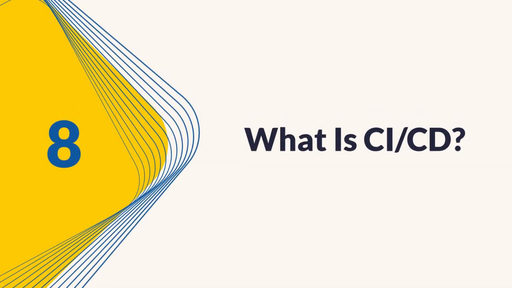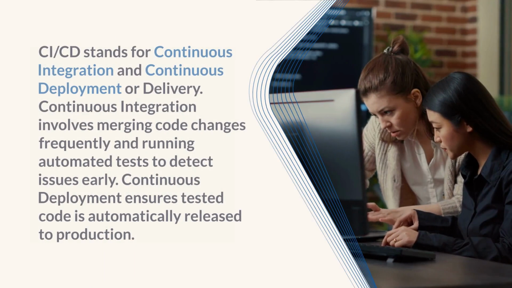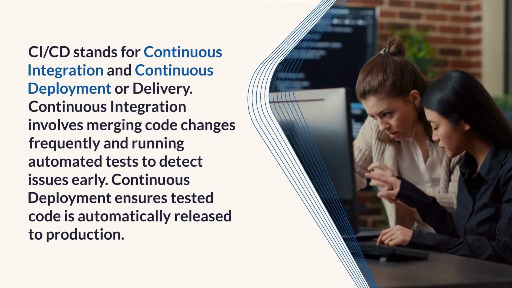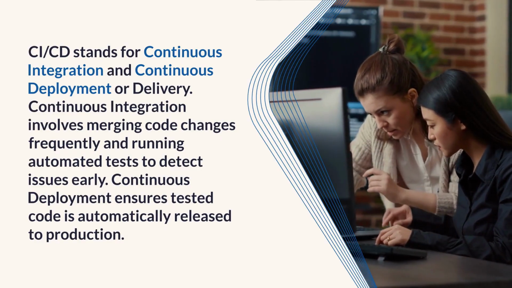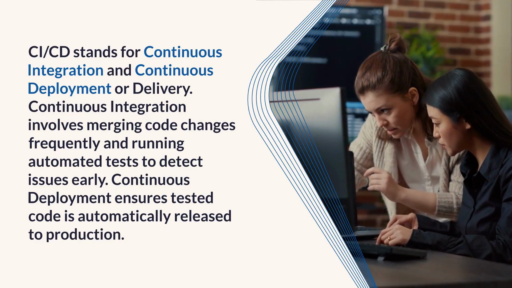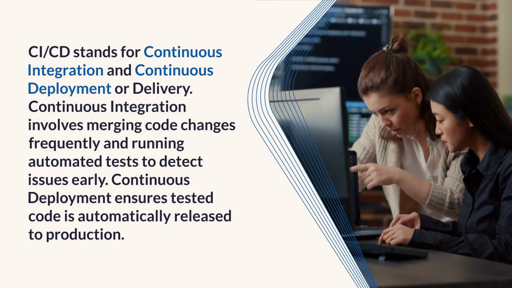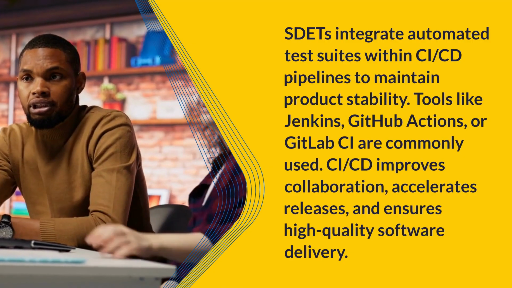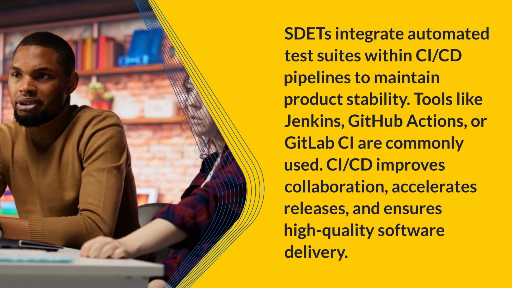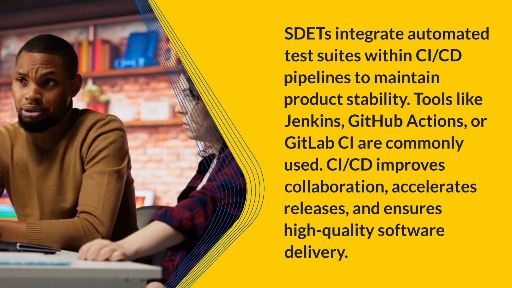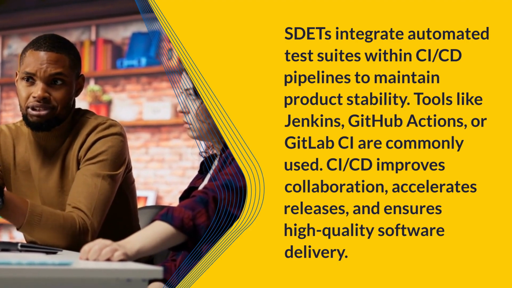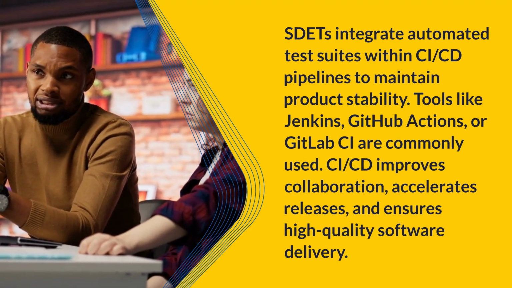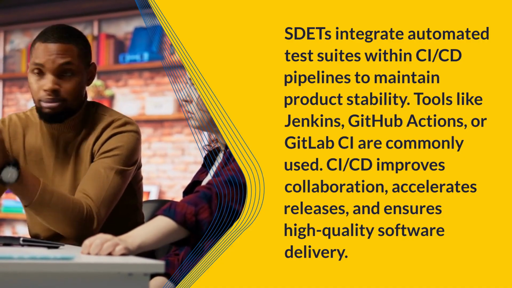8. What is CI/CD? CI/CD stands for Continuous Integration and Continuous Deployment or Delivery. Continuous integration involves merging code changes frequently and running automated tests to detect issues early. Continuous deployment ensures tested code is automatically released to production. SDETs integrate automated test suites within CI/CD pipelines to maintain product stability. Tools like Jenkins, GitHub Actions, or GitLab CI are commonly used. CI/CD improves collaboration, accelerates releases, and ensures high-quality software delivery.